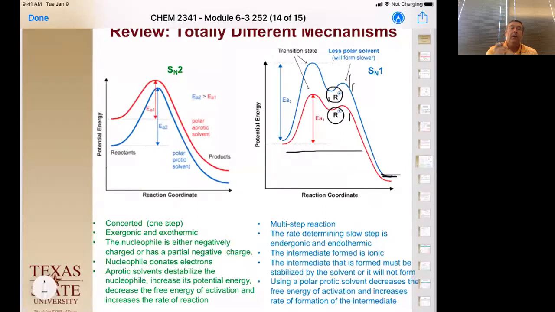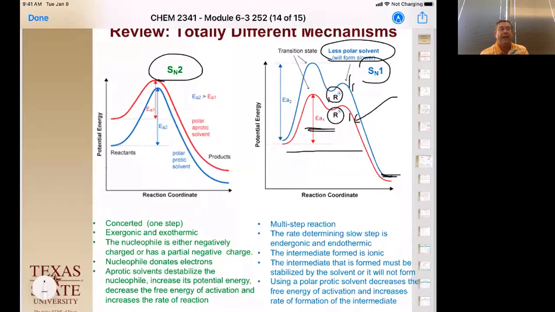The polar protic solvents tend to make them go faster than the polar aprotic solvents, but they still happen in SN2. And in the case of SN1, with the less polar solvents, if they are not protonated, then the reaction almost never goes. But if they are protonated or a strong dipole, they can go. And of course, the polar protic solvents make for a much faster reaction because of that lower activation energy.